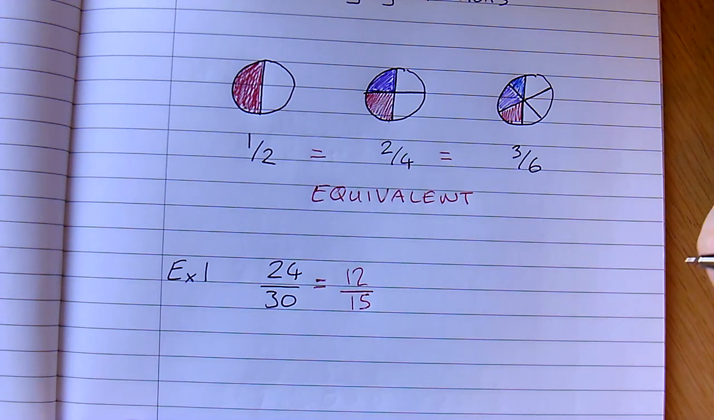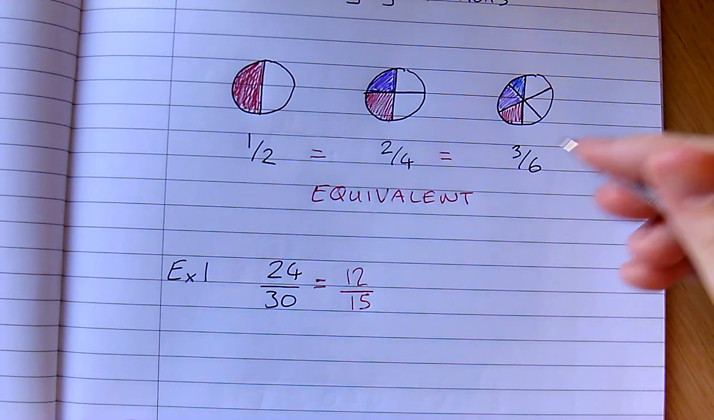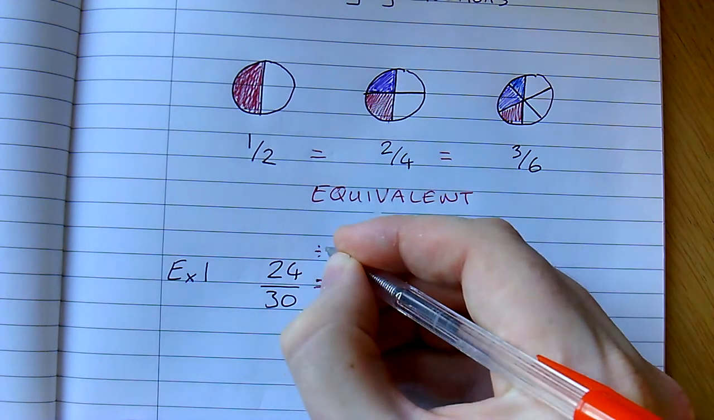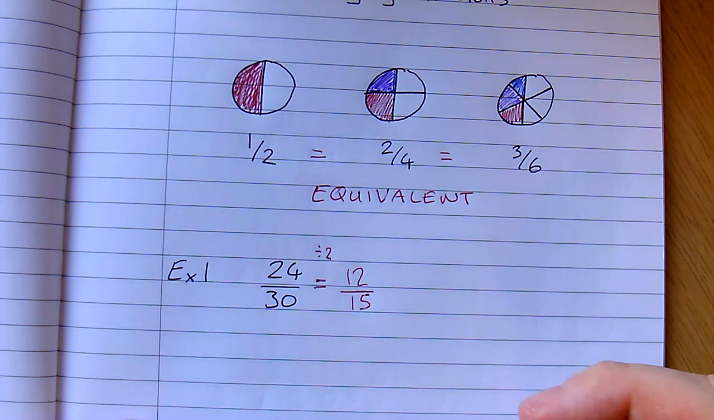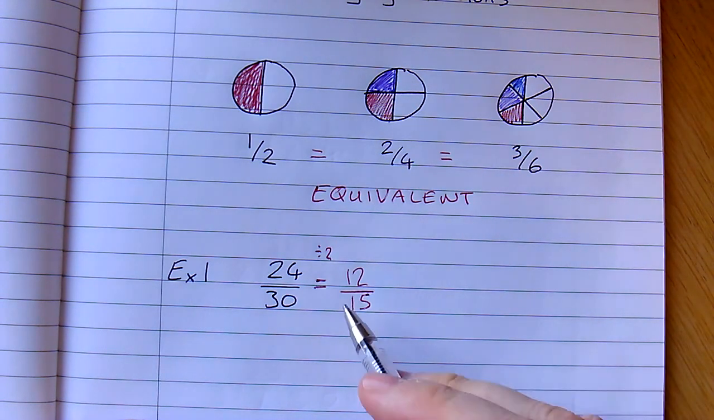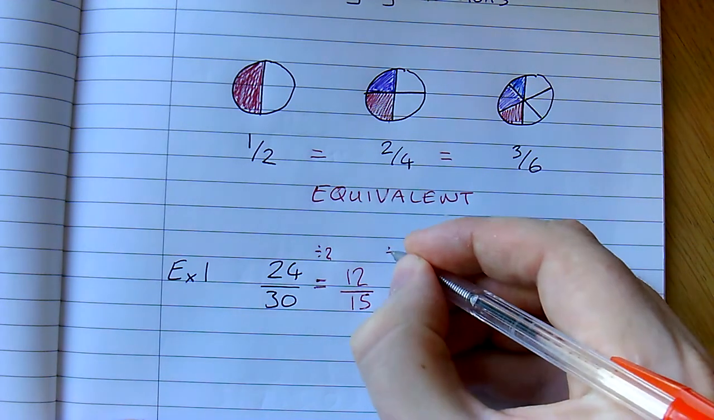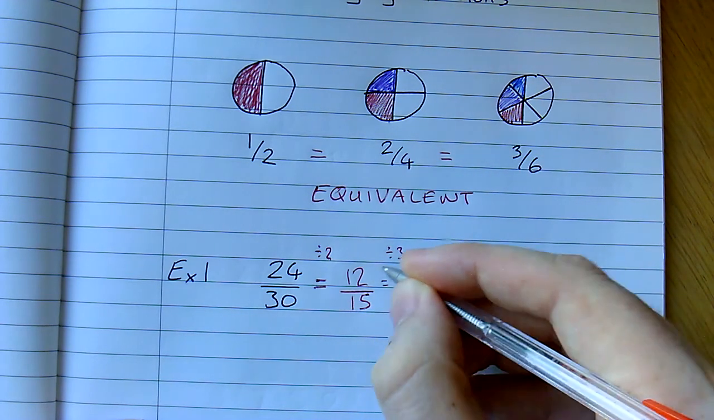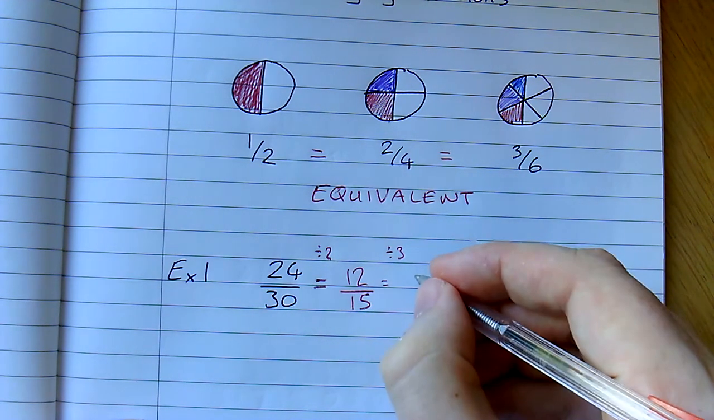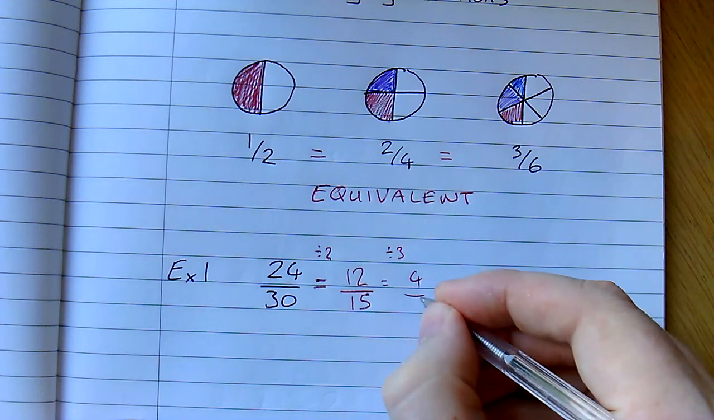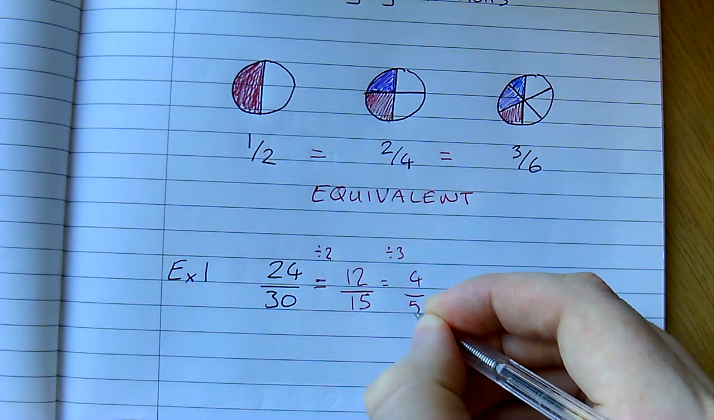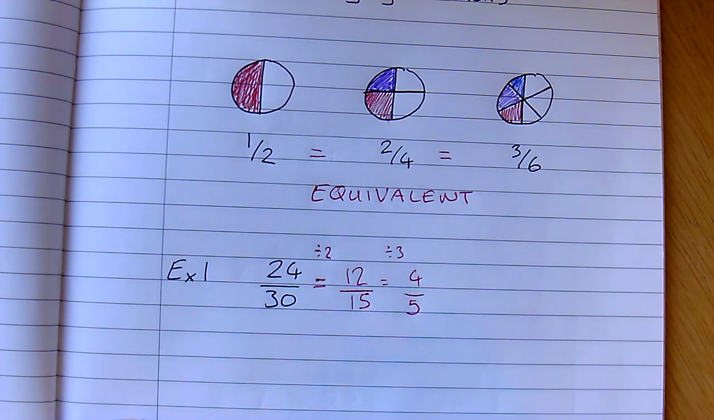Not quite. I mentioned a second ago that I could divide by primes. So here, I've just divided by 2. My next step, I could try dividing by 3, because 12 can be divided by 3, as can 15. 12 divided by 3 is 4, and 15 divided by 3 is 5. So my final answer is 4/5.